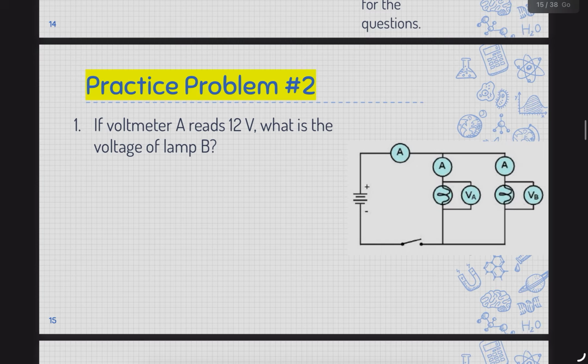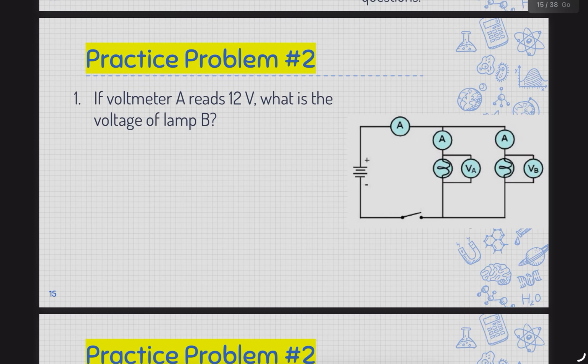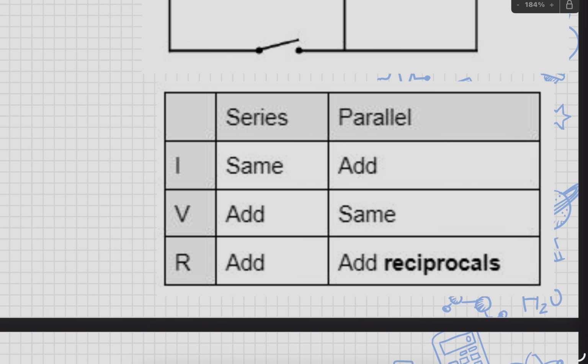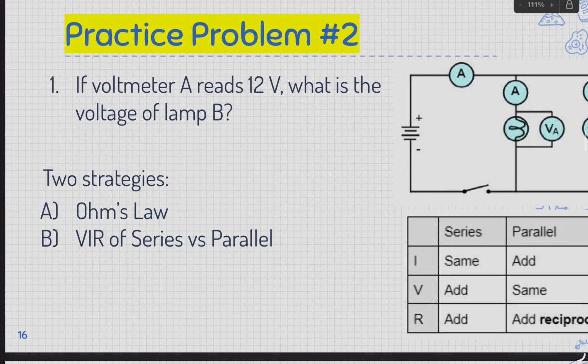Now, we have two strategies for this. We could use Ohm's law, or we could use VRI of series versus parallel. Here's that table, which is basically a simplification of what we talked about earlier. The current in series is the same, as a recap. The current in parallel is added. The voltage is added in series, while in parallel it is the same. And the resistance in series is added, while in parallel you add the reciprocals and reciprocate it at the end. So let's highlight our electrical quantities real quick.